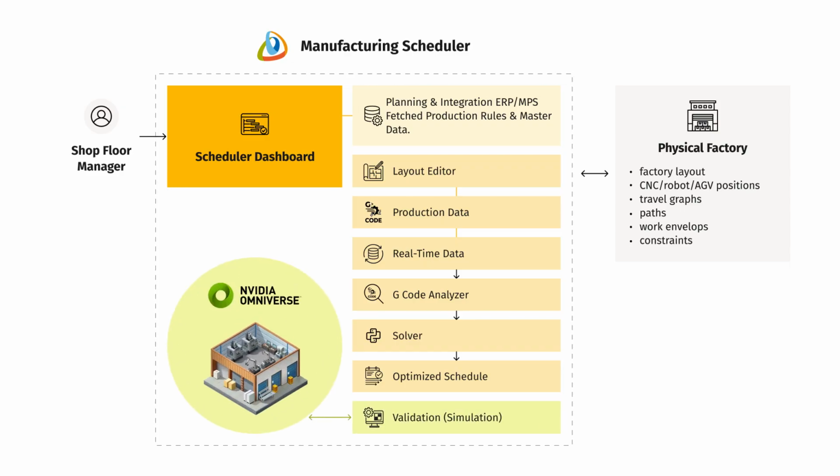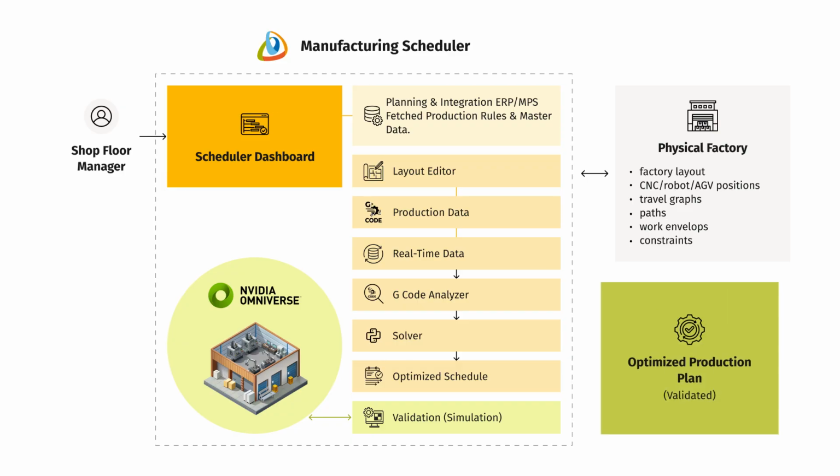Before the plan is released, it undergoes a validation step through NVIDIA Isaac Sim. Inside a digital twin of the factory, the schedule is simulated to verify feasibility, test interactions, and ensure that all movements and timings are physically achievable. The result is an optimized and validated production plan, ready to be executed on the real shop floor.